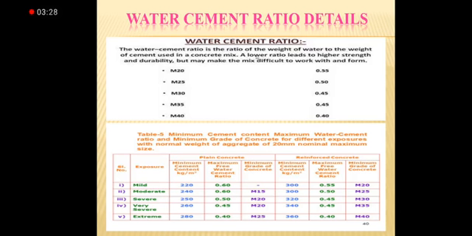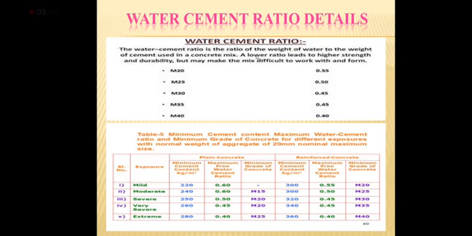In the second tabular column, as per the IS standard, according to the exposure condition, that is called mild, moderate, severe, very severe or extreme condition, what should be the water cement ratio for both types of concrete, that is plain cement concrete and reinforced cement concrete.